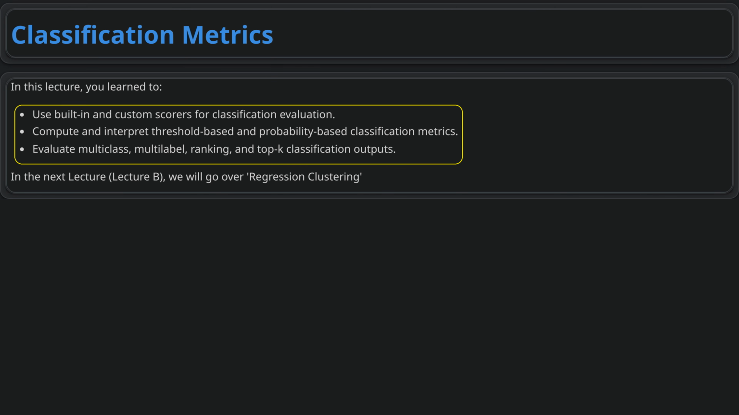In this lecture, you learned to use built-in and custom scorers for classification evaluation, compute and interpret threshold-based and probability-based classification metrics, and evaluate multiclass, multilabel, ranking, and top K classification outputs. In the next lecture, Lecture B, we will go over regression and clustering.